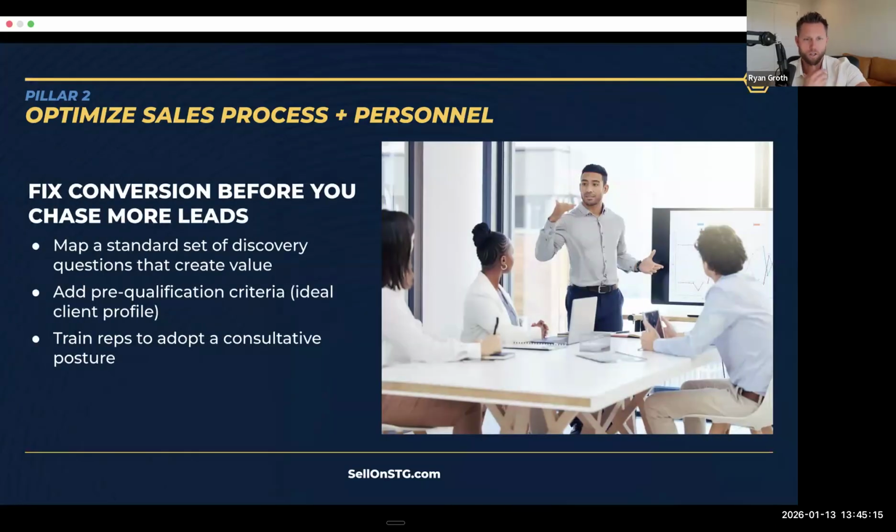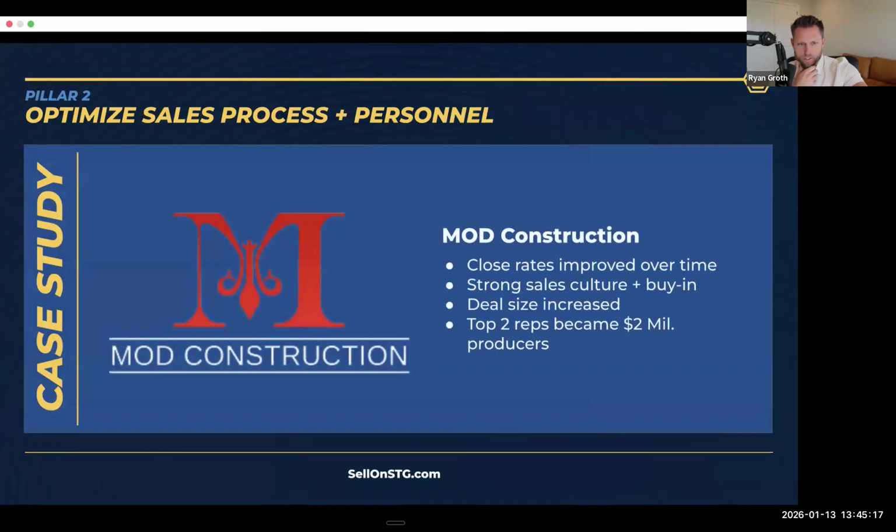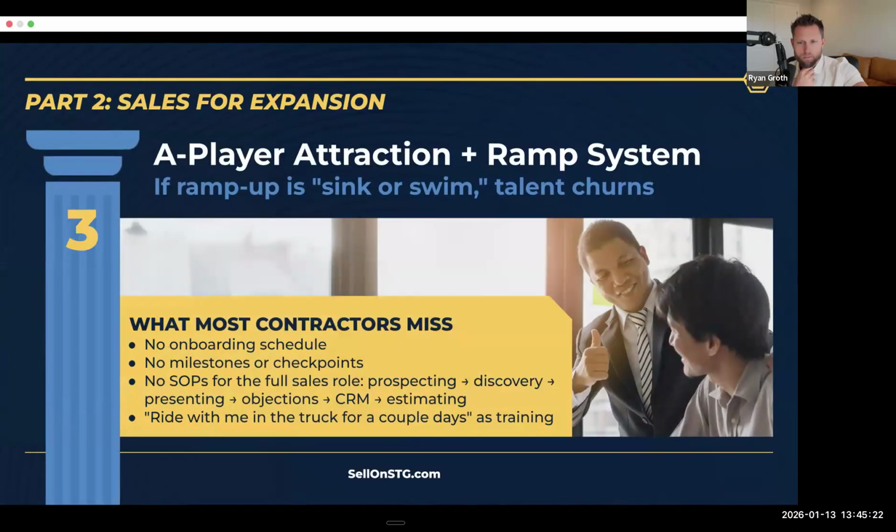All right, so I'm going to continue and move a little faster. All right, so A player attraction and ramping system. If your ramp up is sink or swim, talent will churn.